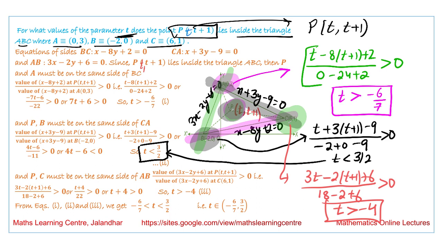So we now have three conditions. First is t is less than 3/2, t is greater than -6/7, and t is greater than -4. Now the common condition is that t should lie between -6/7 and 3/2. So this is the value of the parameter t for this point (t, t+1). For these values, it will lie inside this triangle whose vertices are A, B and C.